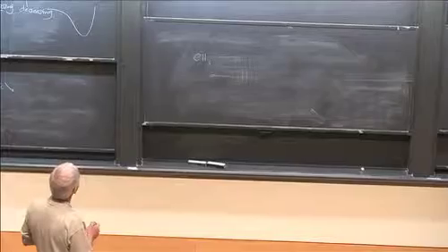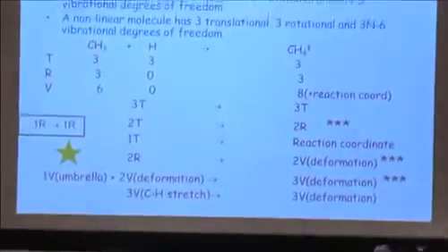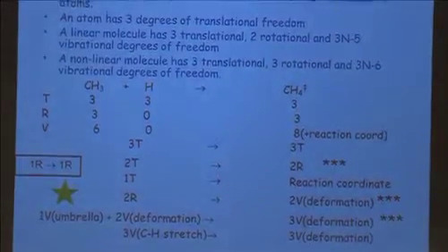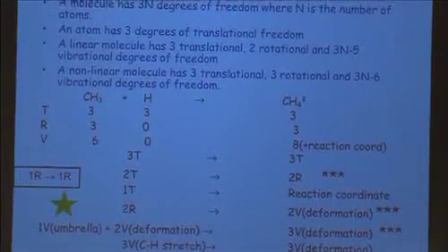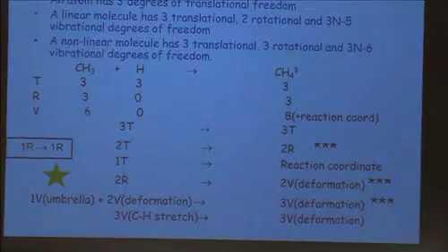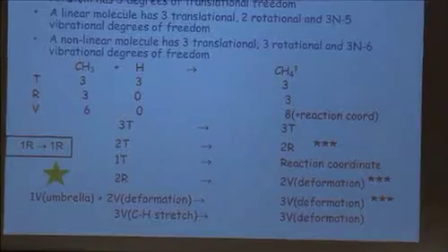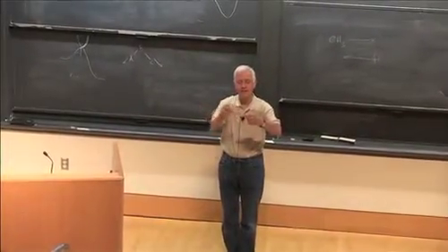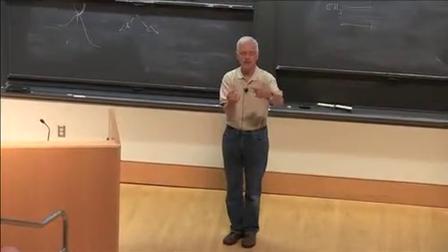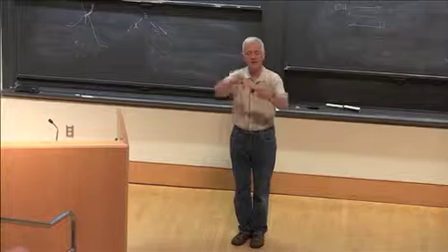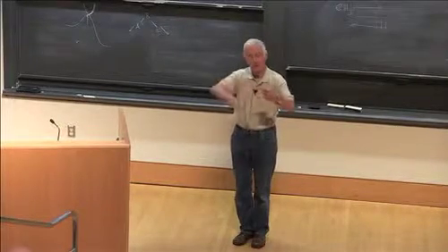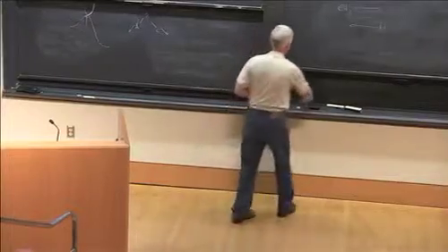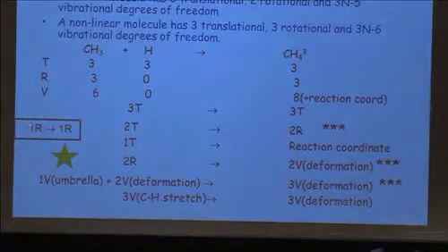1 translation is going to lead to the reaction coordinate, so the H is coming into the CH3, and that's going to be the reaction coordinate. Two rotations are going to lead to deformation modes. So you can imagine that the CH3 is rotating here, and it's coming in towards the H, and it's getting more and more hindered. And so that's going to go over to a motion in which there's the hydrogen atom, and this CH3 is moving like that or like that. And that motion has come from rotational motion. So rotation is going to go into a deformation vibration.